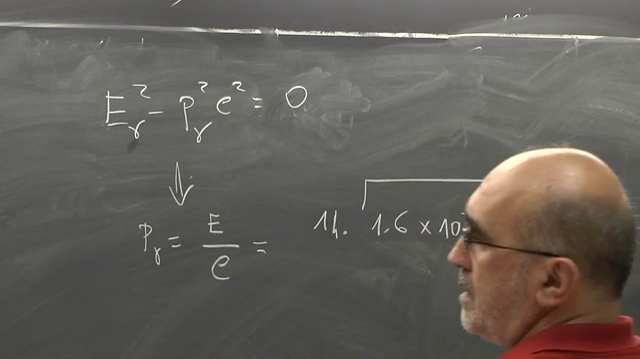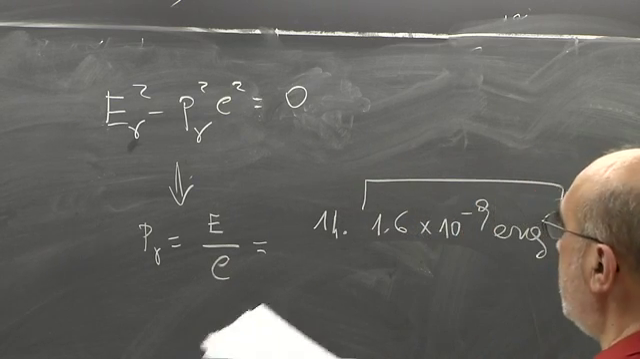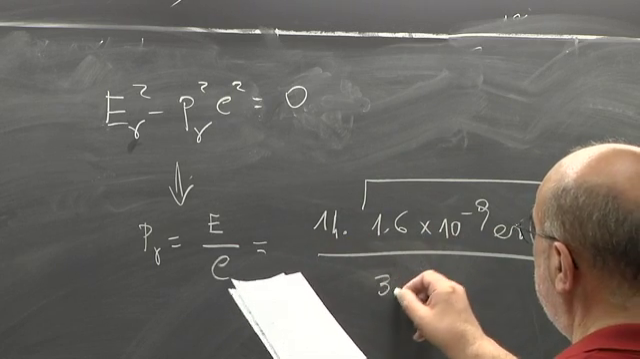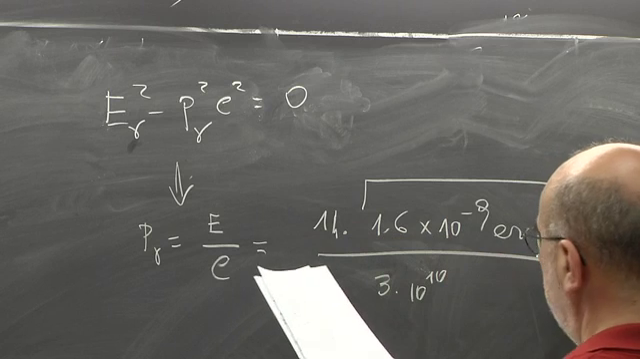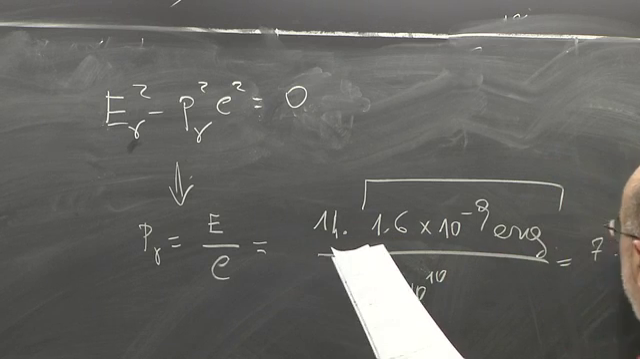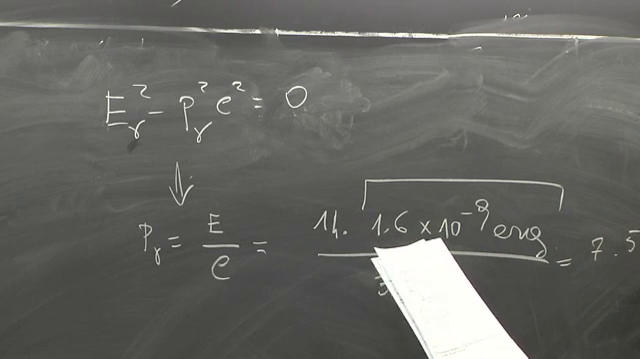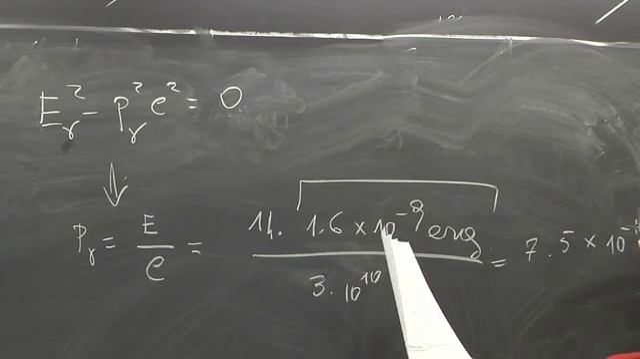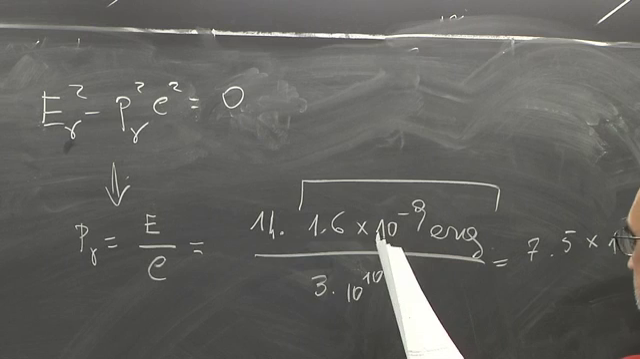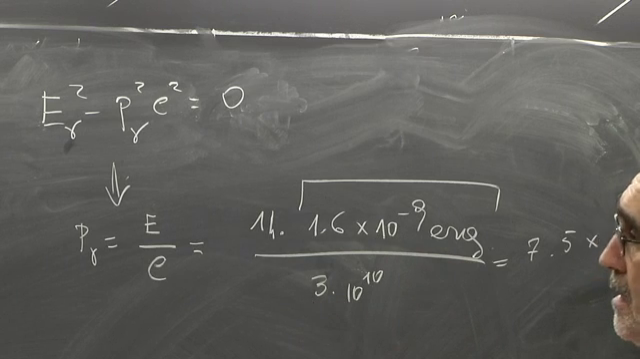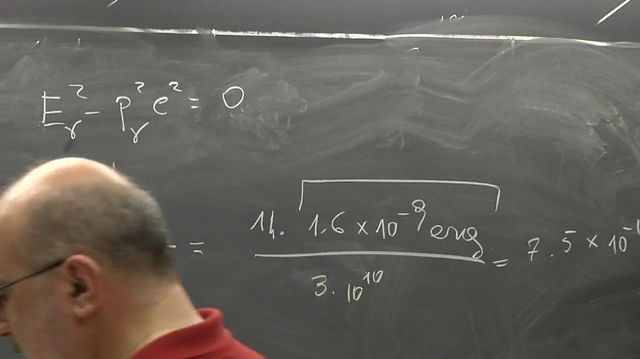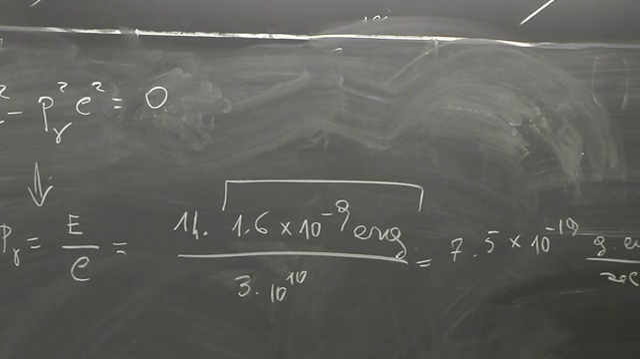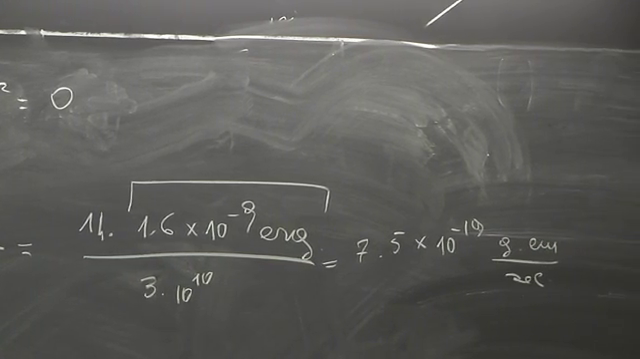Okay, so for kilo electron volt, the conversion factor is this, divided by c, 3 times 10 to the 10, and you get 7.5 times 10 to the minus 19 gram centimeter per second. Now, of course, this is the recoil momentum, but you want the recoil velocity because you want to know if it is relativistic or not.